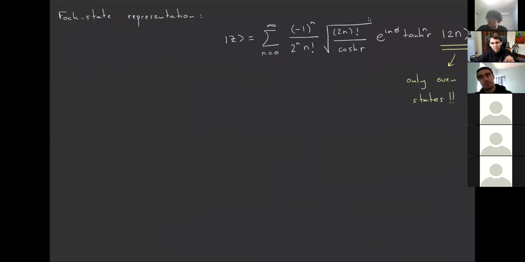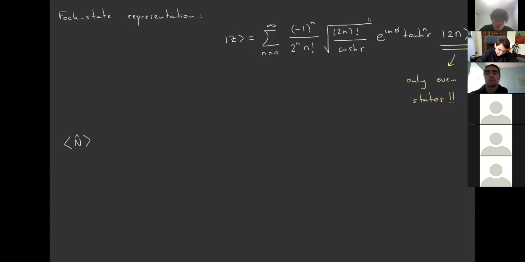So this is the smoking gun for squeezing, actually. Or it is one of the smoking guns: whenever you have a state in the lab where you see that only even states contribute, then you can start thinking that maybe you have a squeezed state. There are other quantum states that have this property, but this is one of the defining properties of squeezed states.